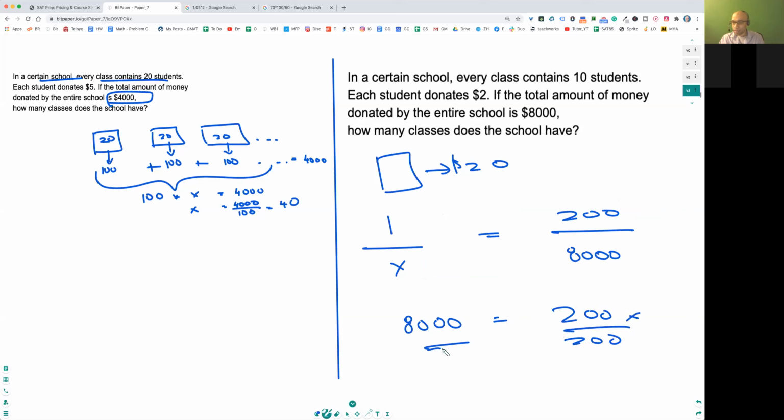Just divide by 200. Don't forget to use this cross multiplication. There's going to be at least 3-4 problems that will involve cross multiplication. That's an important skill. Okay, so this is 8,000 over 2,000, and so that answer, you can use your calculator. It's going to be 40. Okay, so let's move on now.